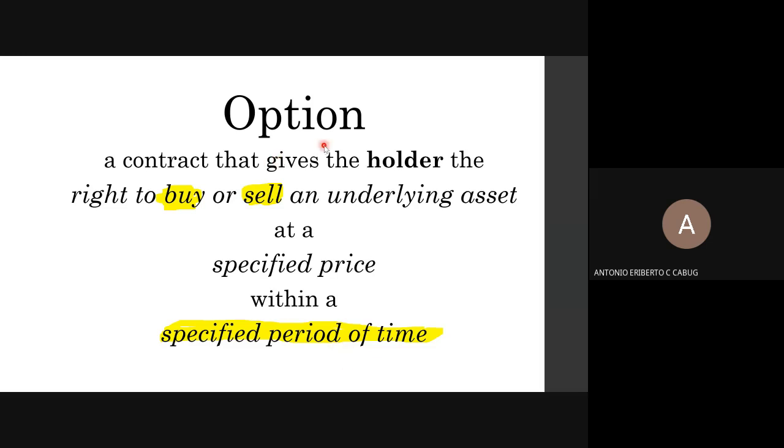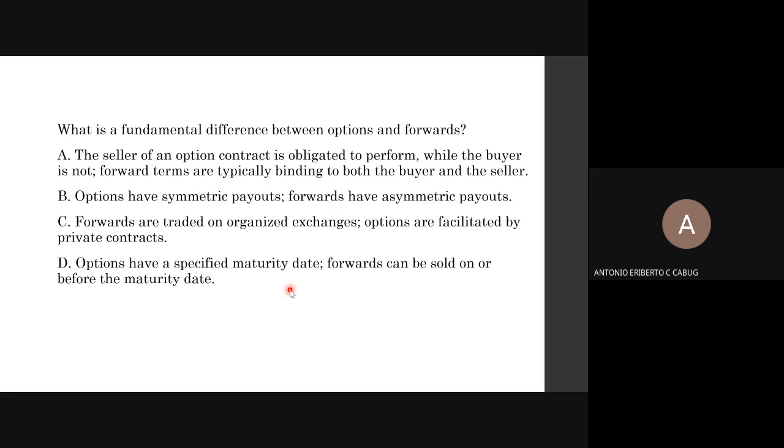Again, an option is a contract that gives the holder the right to buy or sell an underlying asset at a specified price within a specified period of time. If it is a right to buy, call option, right to sell, put option. If it is exercisable within a specified period of time, American options. What is stated here is an American definition. While if it is only to be exercised at the last day, you call that a European option. Okay? So if you are able to understand that, let's have some basic questions.